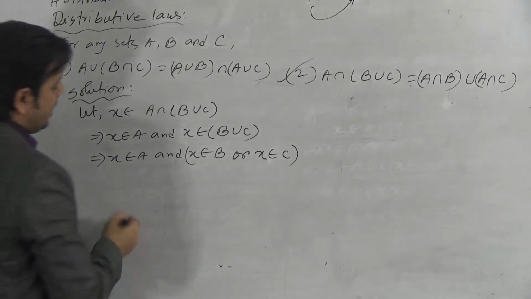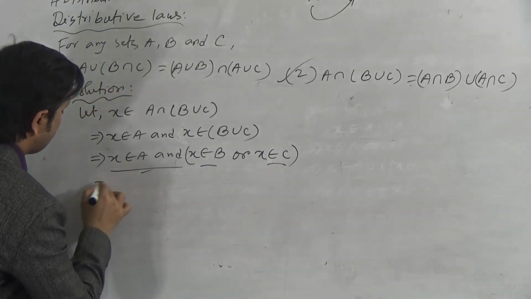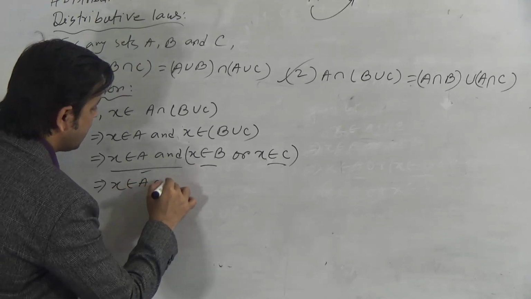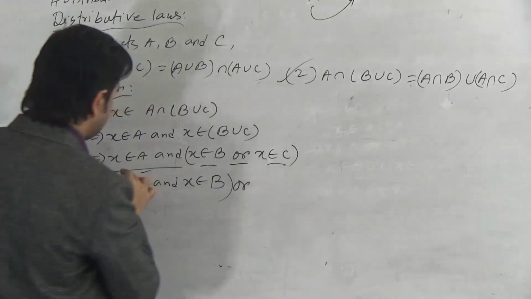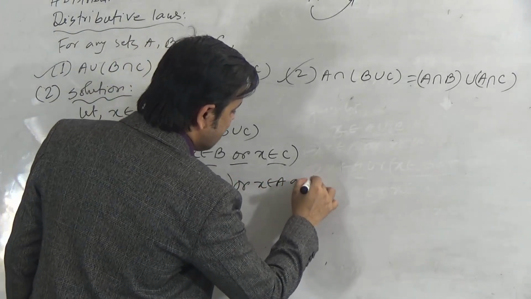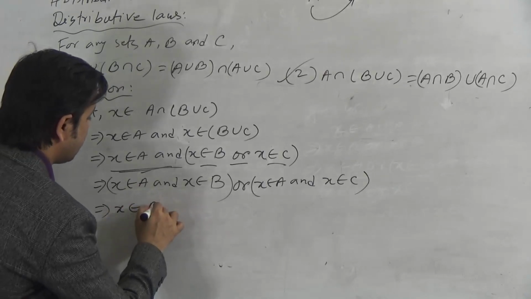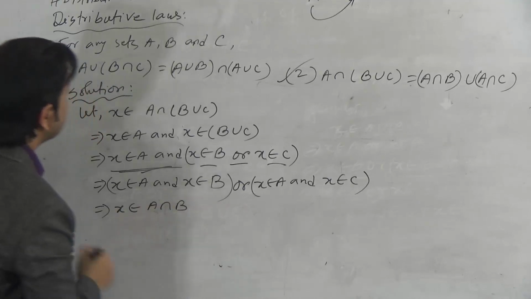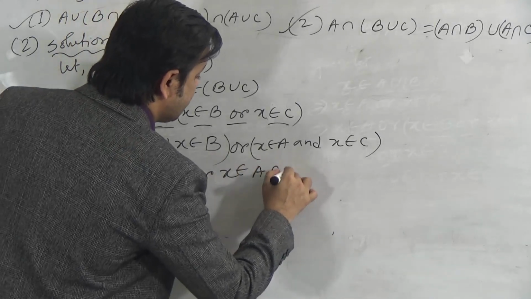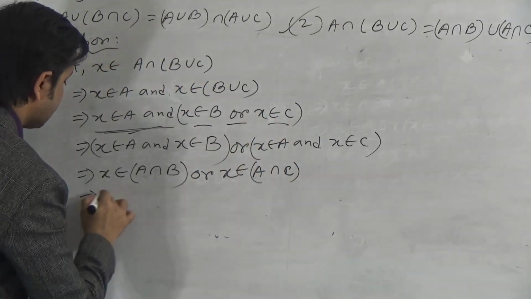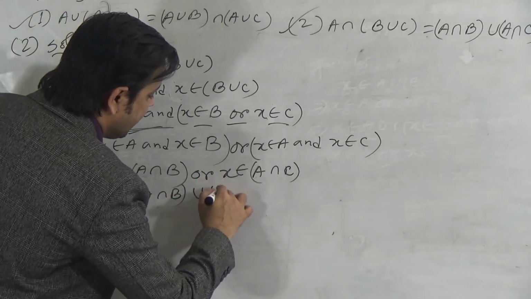So now we can consider A with B and A with C. We can write here x is contained in A and x is contained in B, as here is OR, write OR, again x is contained in A and x is contained in C. So now we can write x is contained in A intersection B, as here is OR, write OR, again x is contained in A intersection C. That implies x is contained in A intersection B, as here is OR, we can write union A intersection C.